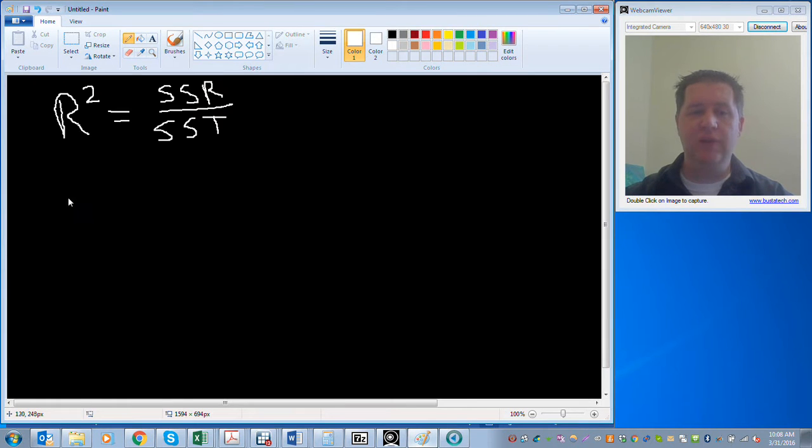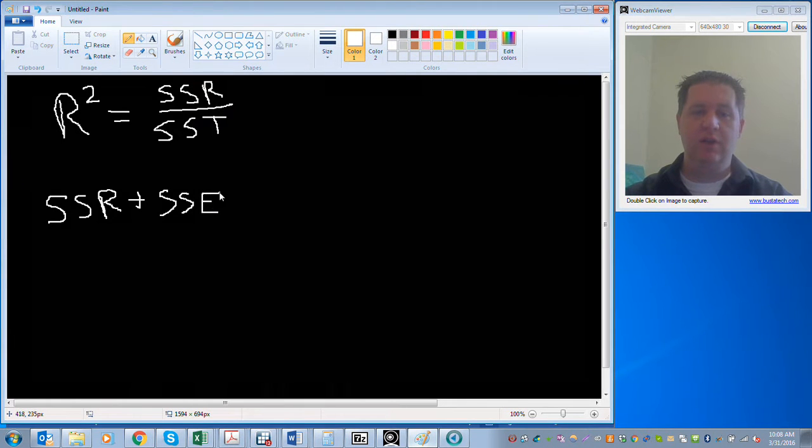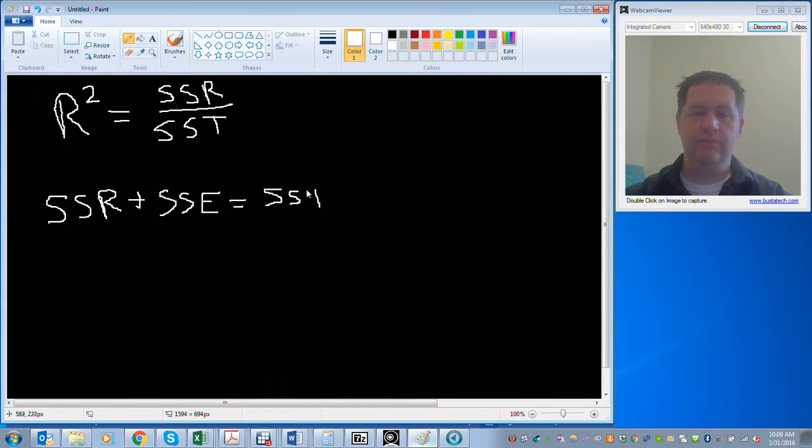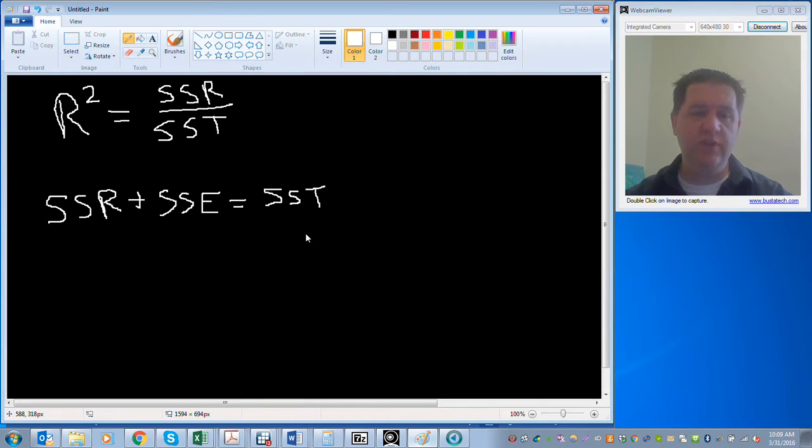The other formula that we're going to use in a minute is, we know that the sum of SSR and SSE, so SSR plus SSE, is going to equal SST. This one would be really nice to have a touch screen computer for. Okay, so we can use these two formulas to help us fill in that other part.